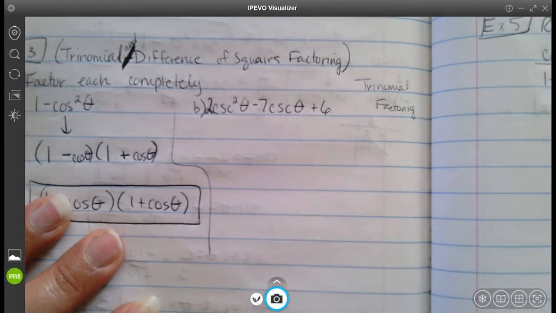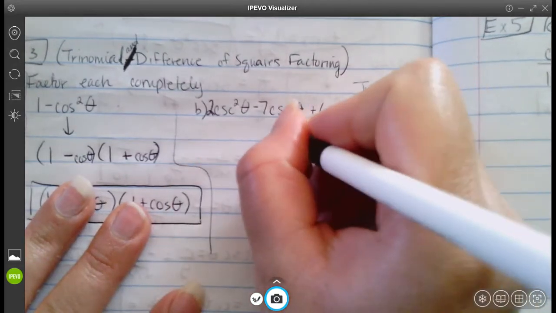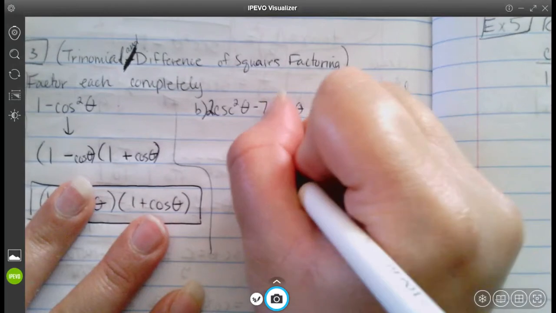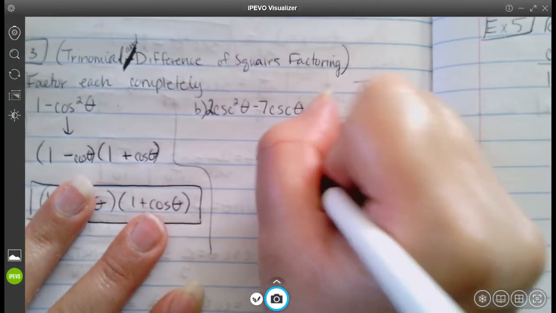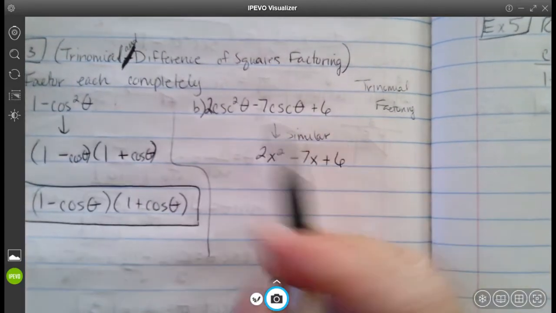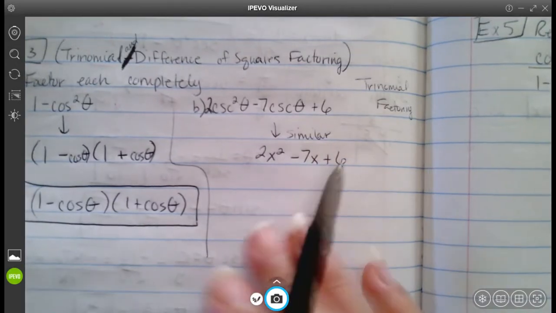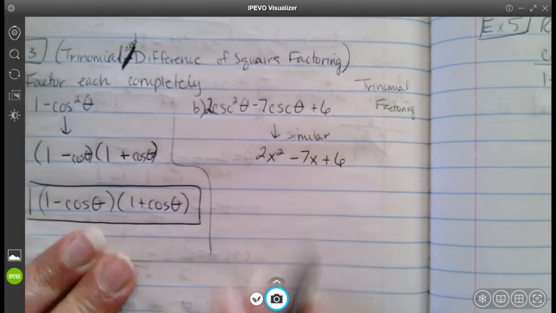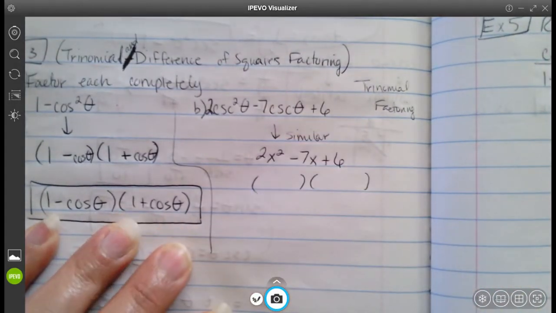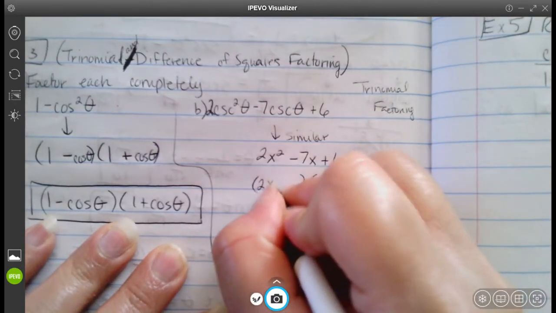Okay, so what I'm going to do to make this a little bit easier is I'm going to say this is similar to the following. 2x squared minus 7x plus 6. Okay, so I'm going to replace my cosecant squares with just regular old-fashioned x's, and I'm going to factor this, okay? So let's factor this. To factor this, we can do several methods. There's slide and divide, there's guess and check. I'm going to just do guess and check for time purposes.